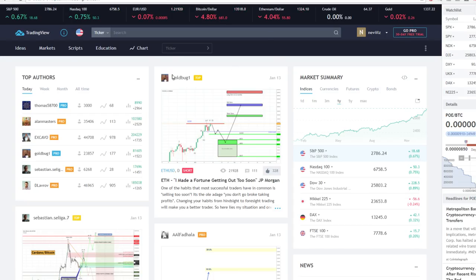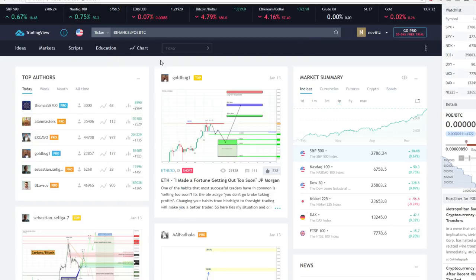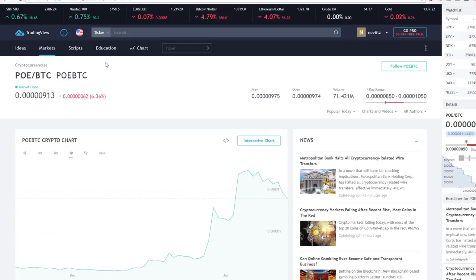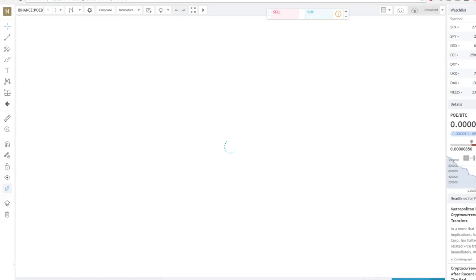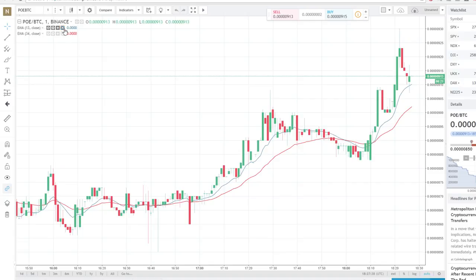So you go on TradingView here. You search for POE, probably in crypto, and you put the three-letter ticker in here. So what I do is I click interactive chart, and the only indicators you need are, you click indicators up here.